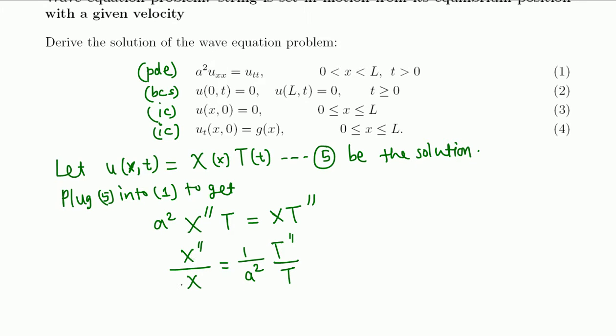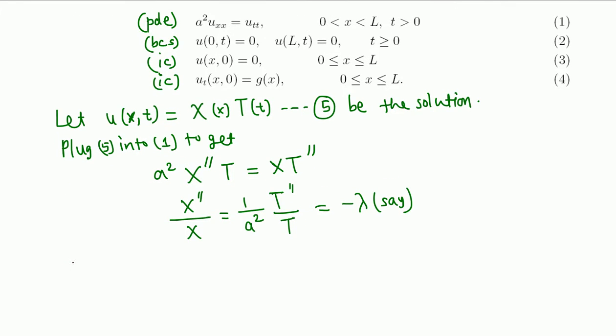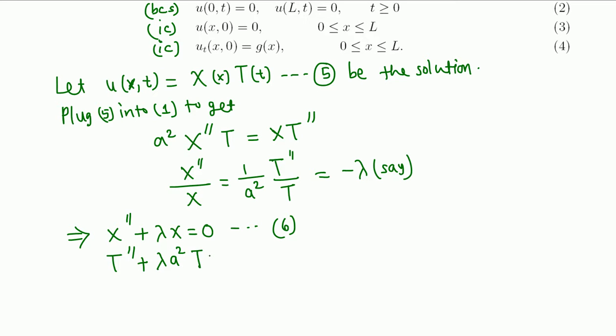Now we have this fraction, which is a function of x on the top and bottom, function of t top and bottom. They are equal. That means each fraction should be a constant. Let's say negative lambda. Now we set the first fraction equals negative lambda and the second fraction equals negative lambda as well. That implies first fraction equals negative lambda, we get X double prime plus lambda X equals 0, 6. Second fraction equals negative lambda implies T double prime plus lambda a squared T equals 0.